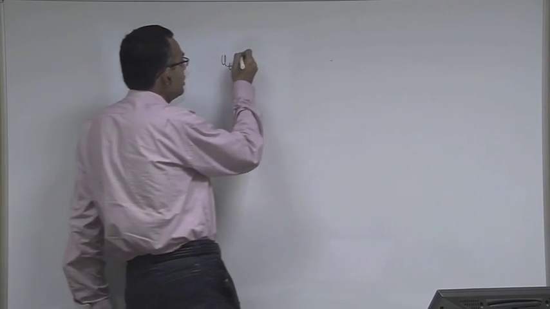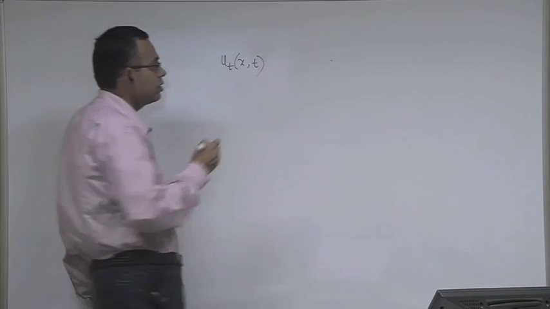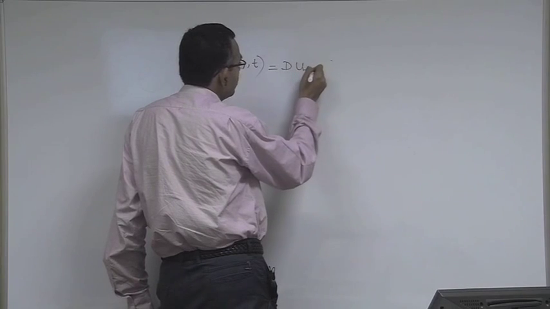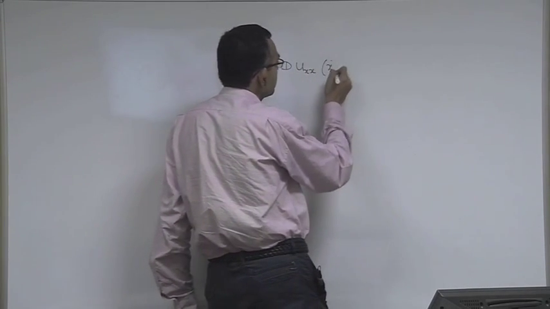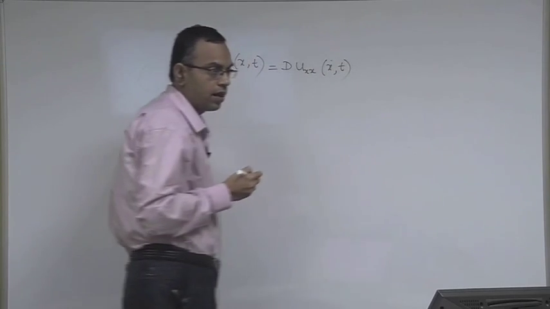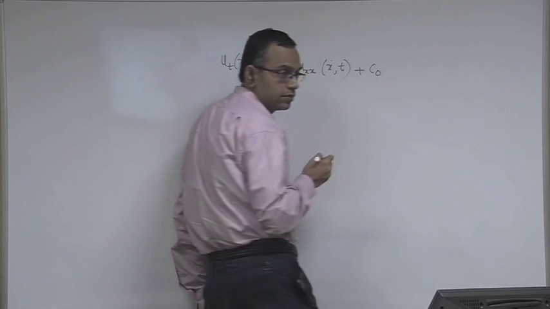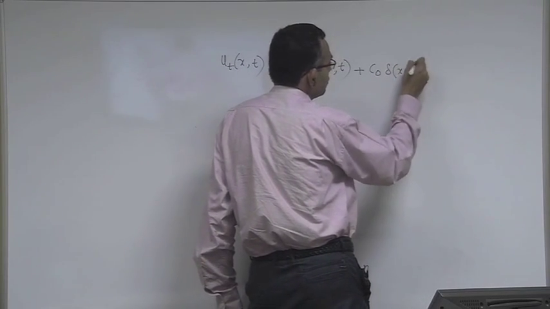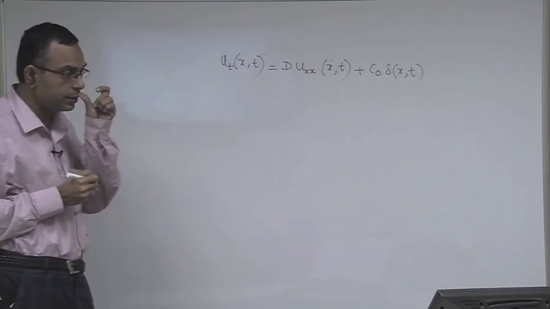Del u del t, which is a function of x and t, is equal to d del square u del x square, which is a function of x t, and this is our differential equation.